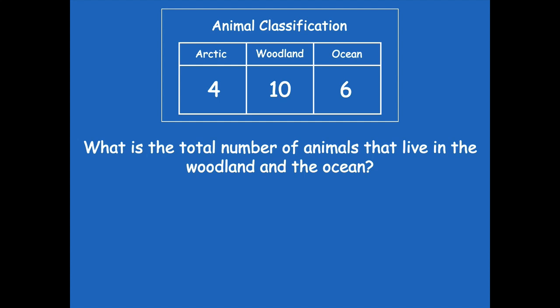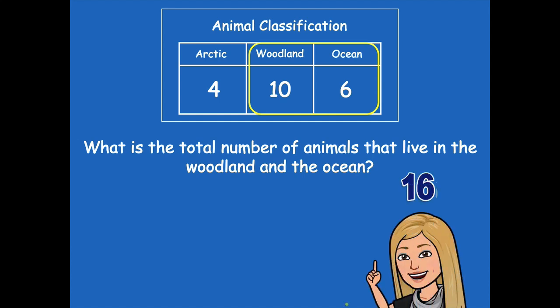All right, so what is the total number of animals that live in the woodland and the ocean? So friends, I want you guys to pause the video and I want you to solve and find out how many animals live in the woodland and the ocean habitats. And then click play when you're ready to go over it together. All right, friends, so what I did is I looked at this part of my chart here and I see that there's 10 and 6. So 10 plus 6 equals 16. So there were 16 total animals that live in the woodland and ocean habitat.